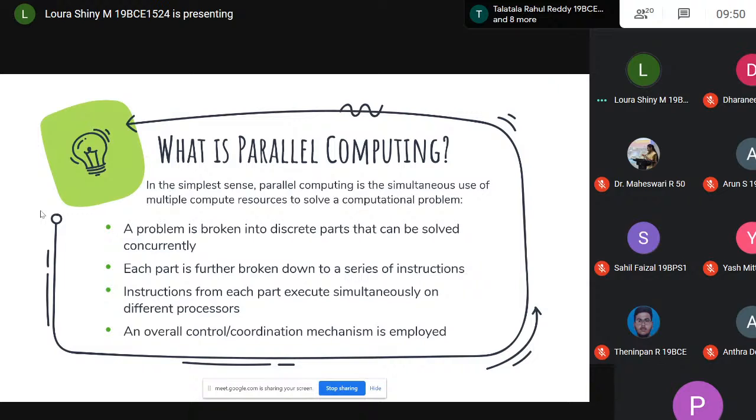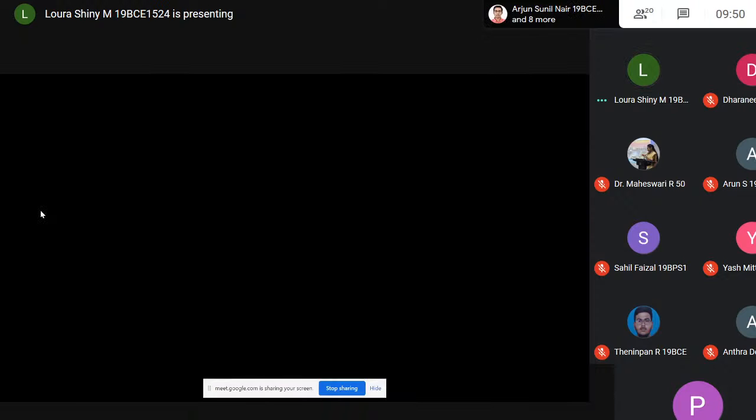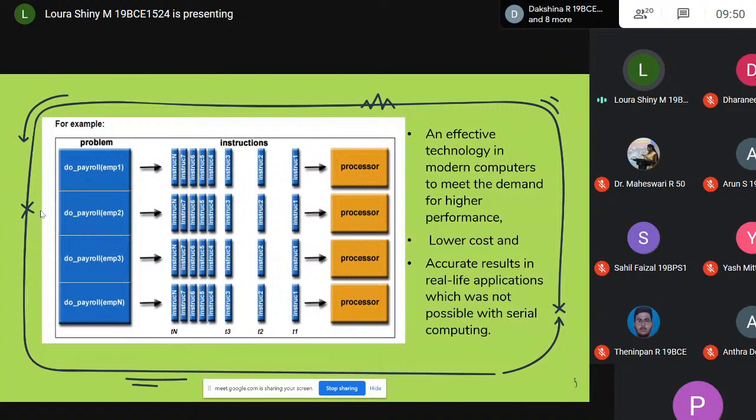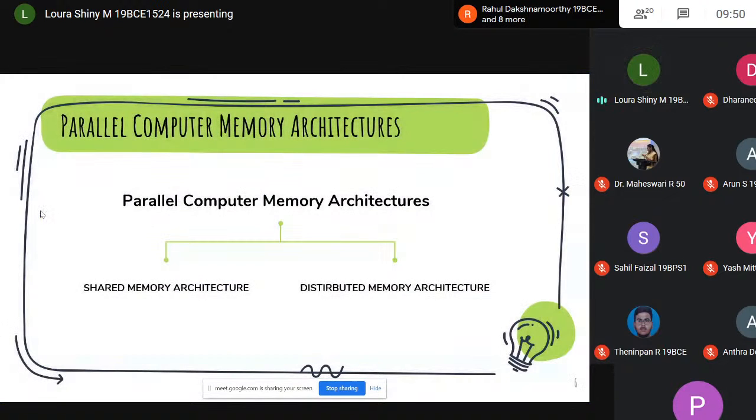An overall control and coordination mechanism is employed. Instructions from each part are executed simultaneously on different processors. As you can see from the image, there are different processes running at the same time, and each instruction is divided into smaller instructions. This is an effective technology in modern computers to meet the higher demand for higher performance. It is lower in cost, and it gives accurate results in real-time applications, which is not possible with serial computing. Parallel computer memory architecture can be divided into two: shared memory architecture and distributed memory architecture.